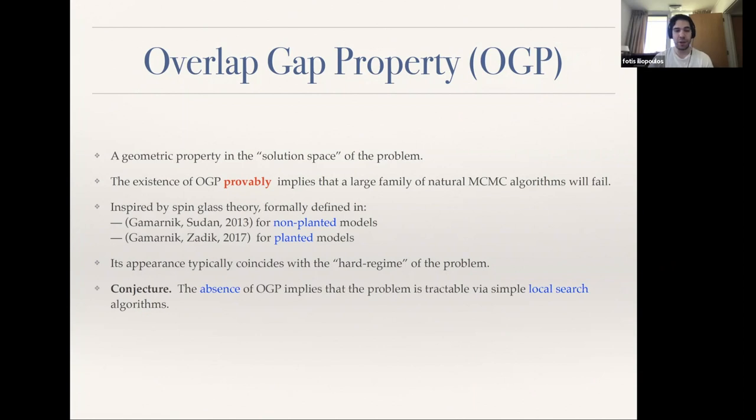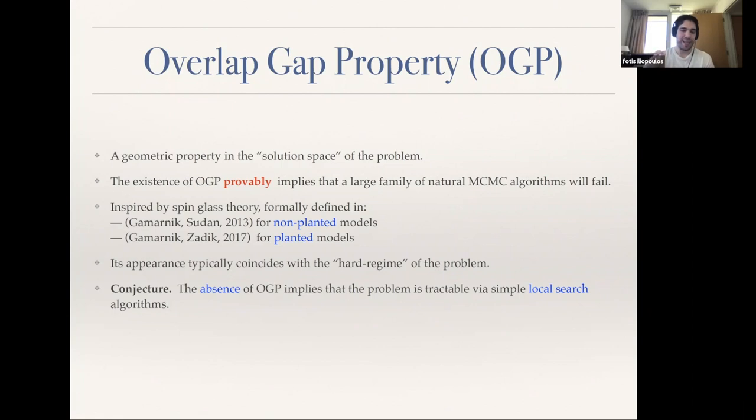And let me mention also that there is this conjecture that says the opposite, that the absence of the OGP implies that the problem is tractable via simple local search algorithms. Okay, so we know that its presence provably implies that a family of MCMC algorithms will fail. But there is also the conjecture, and this has been observed in many, many cases, that its absence implies that the problem is actually tractable, and it's tractable via local search. Okay, but the intersection is non-empty between the family of algorithms in the top and the family of algorithms in the bottom? The intersection is non-empty. It's the same family. Well, you call them differently. In the top, you call them some family of natural MCMC. In the bottom, you call them simple local search. So right. You can give them the same name.